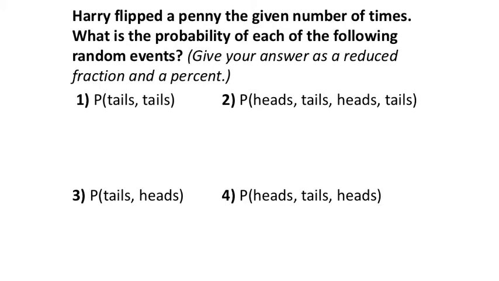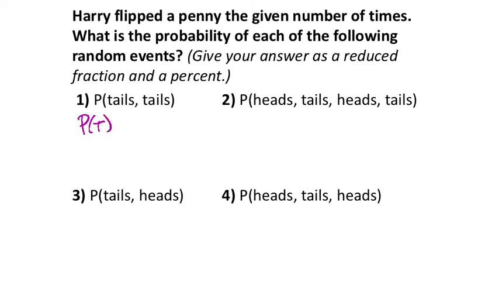Now these are compound probabilities as well. So he's flipping a penny. We're assuming the penny is fair. Let's go ahead and find our probabilities here. Let's start with number one. The probability of tails and then tails again. So again, this is compound probability.